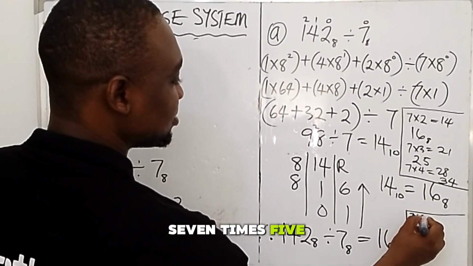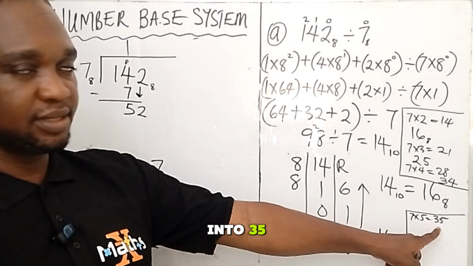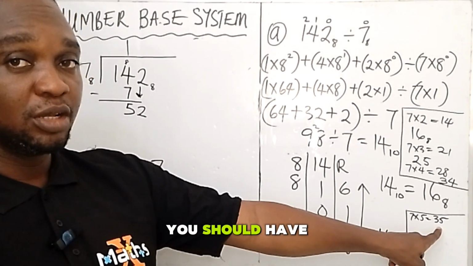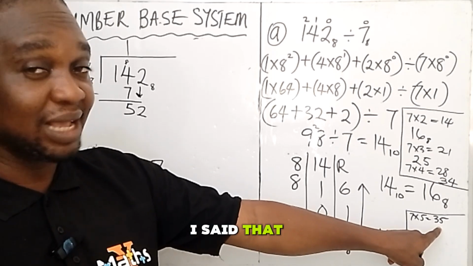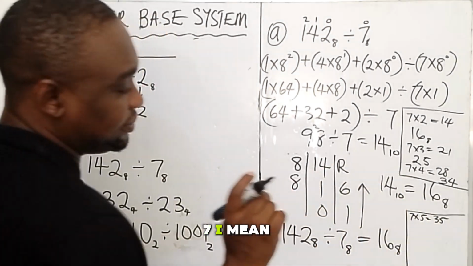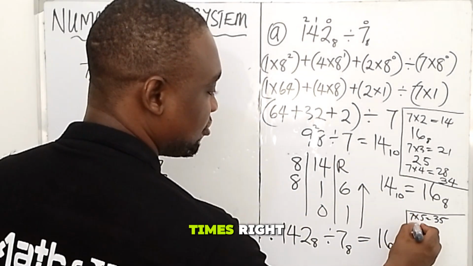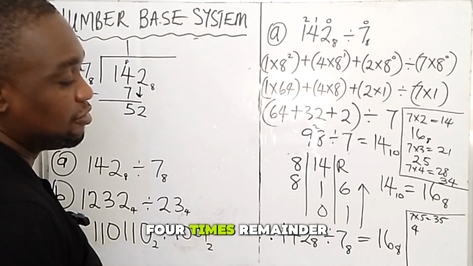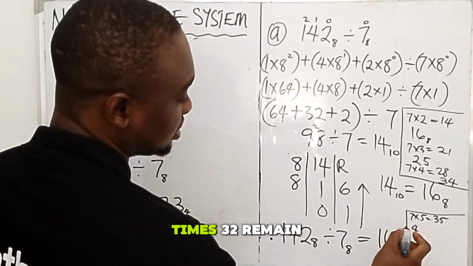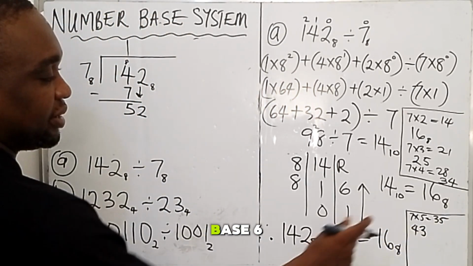7 times 5 is 35. But your 8 into 35. So which means that, doing what I do, you should have a good command of your times table. I said that previously in our class. All right. 8 into 35 is 4 times, that's 32, remainder 3. That's 4, 3 base 8.